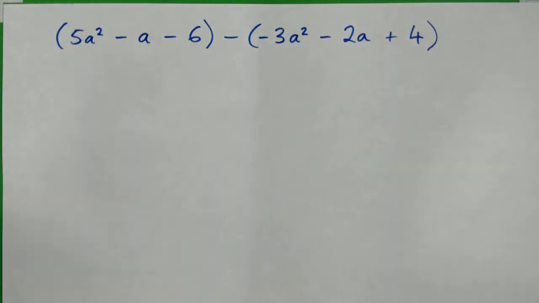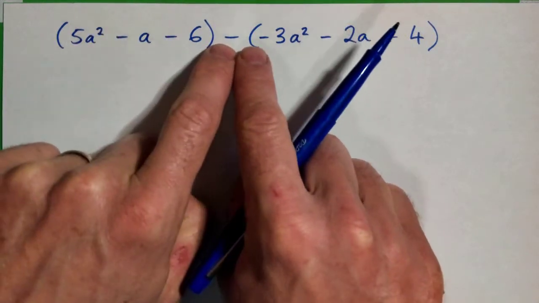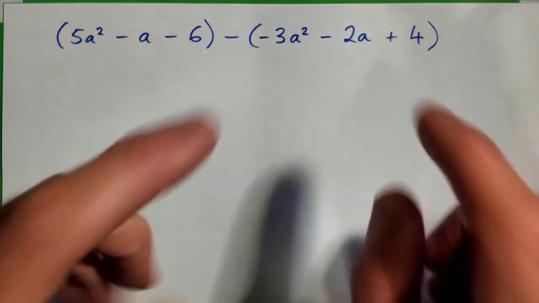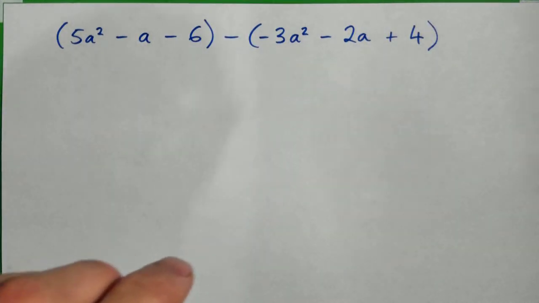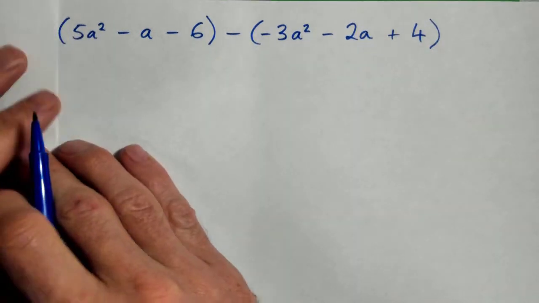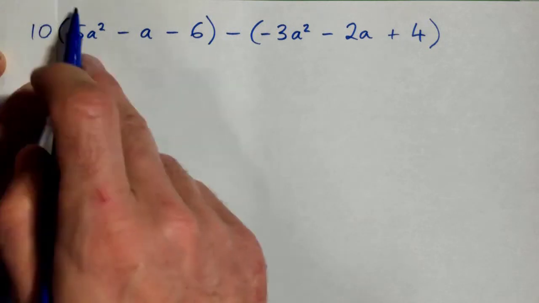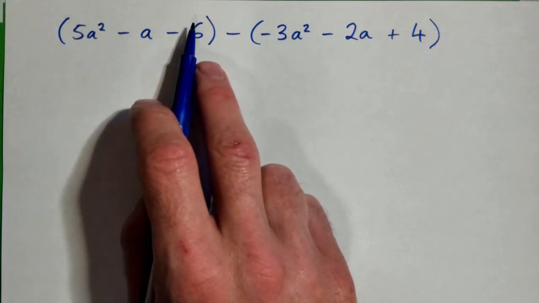So we've got 5a squared minus a minus 6 in parentheses, and then it's subtracting this polynomial that's also in parentheses. And the trick is starting over here. If we had something like the number 10 in front of that, we'd multiply 10 by everything: 50a squared minus 10a minus 60, right? But we don't. There's nothing there.